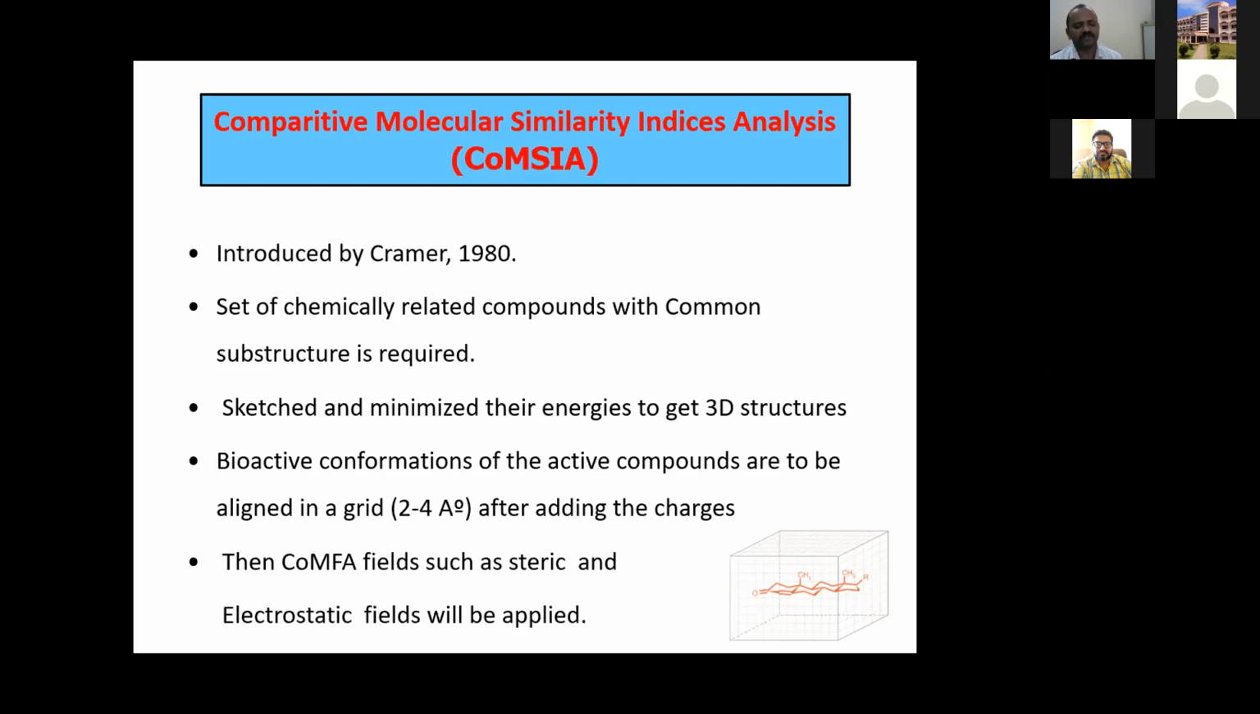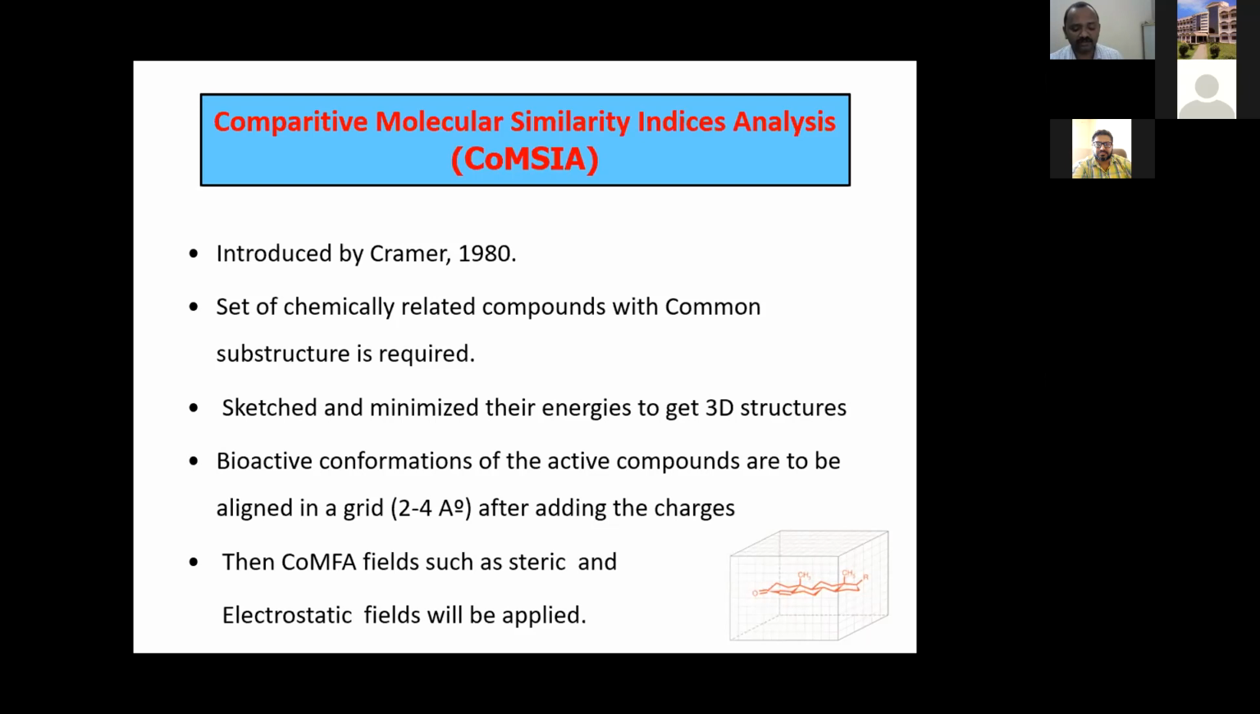Next, we do conformational analysis to identify the right conformation. For example, if you take cyclohexane, it can exist in a boat form or a chair form, but the chair form is more stable. It tends to exist in the chair form naturally in this environment. So we need to identify the right conformation, and then we have to put it in the grid box, which is a 2 to 4 angstrom size grid box.